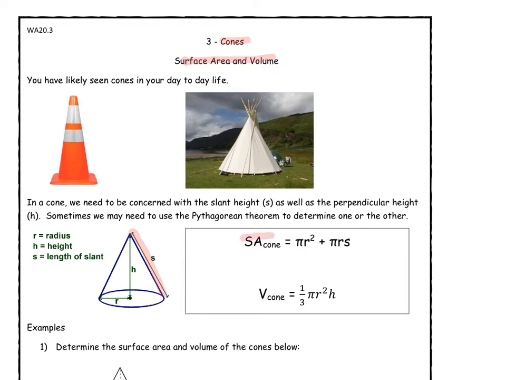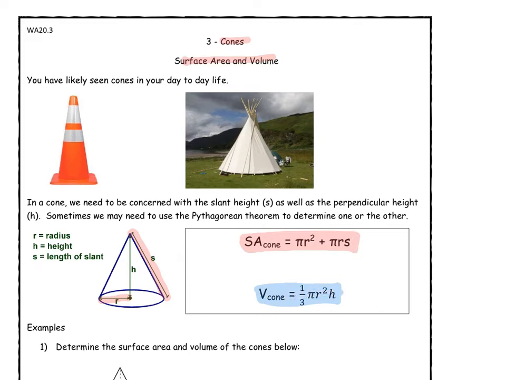So the surface area formula for a cone is pi r squared, which is that circle on the bottom, plus pi times the radius times the slant height. So we need slant height and radius when I'm calculating the surface area, but the volume is pi r squared times the height divided by 3.